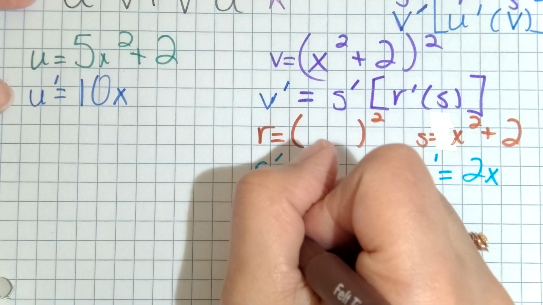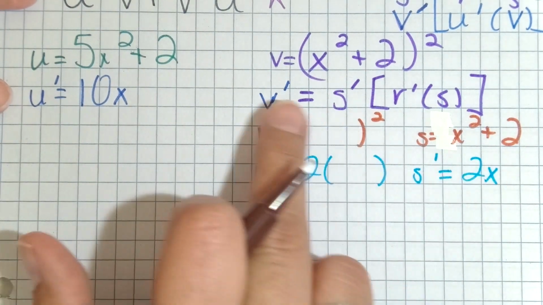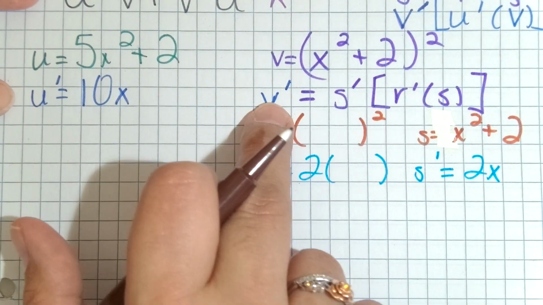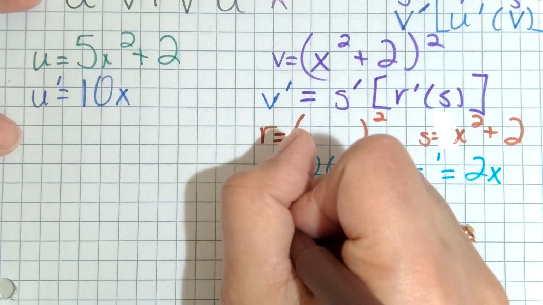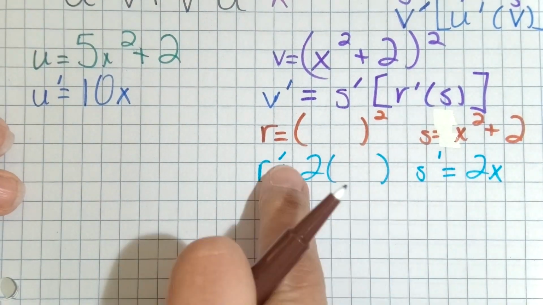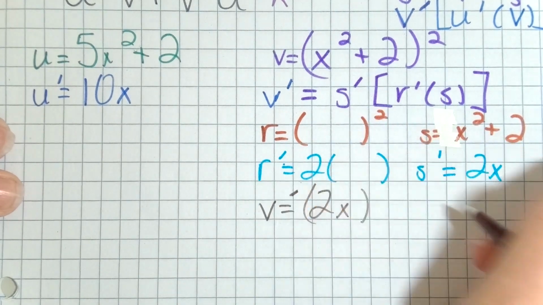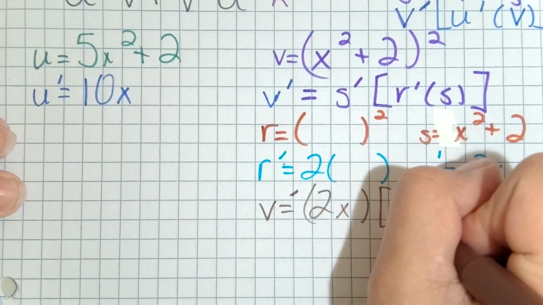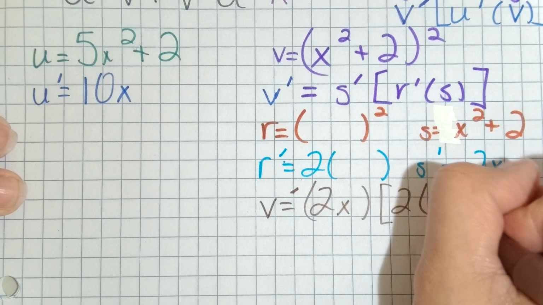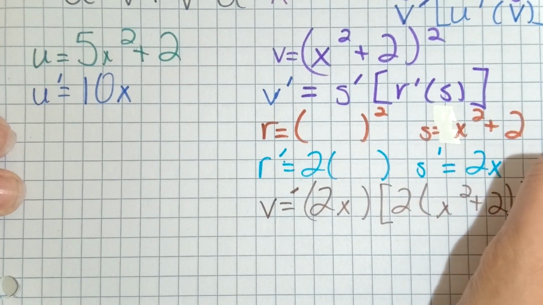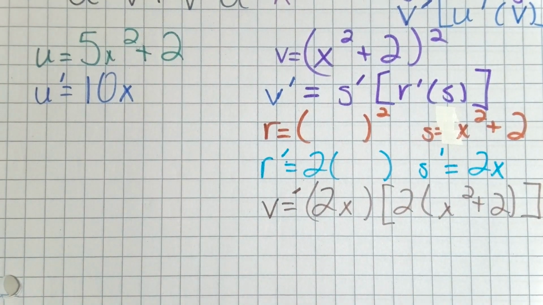Okay, so now that I have my r and s, I'm just going to use my r and s to put in my v prime. V prime is equal to s prime, r prime, s. So this whole thing is my v prime. This is why it's really important to stay organized.